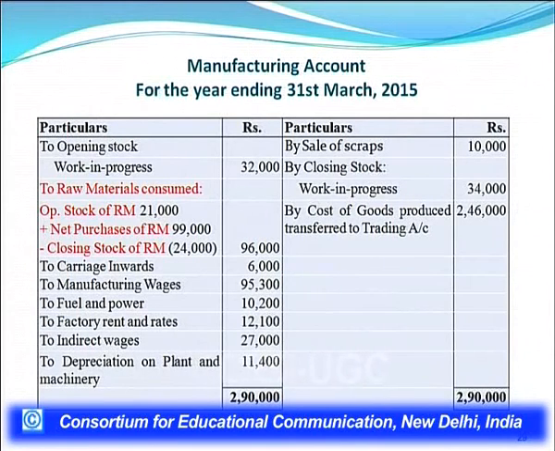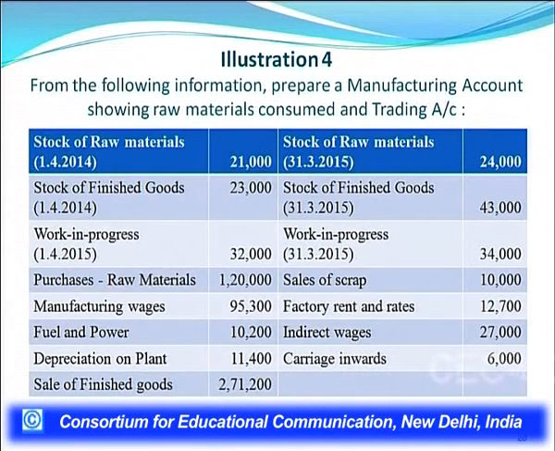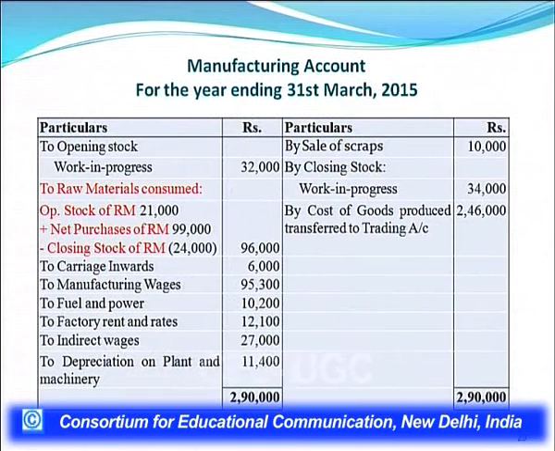Now, carriage inward, manufacturing wages, fuel and power, factory rent and rates, indirect wages. All these items are related to the factory or manufacturing, and then next the depreciation on plant and machinery. So, all these items are related to the factory or manufacturing, so we have recorded them here. There is no other expense item. Then on the credit side, sale of scrap is the first one, that is 10,000.